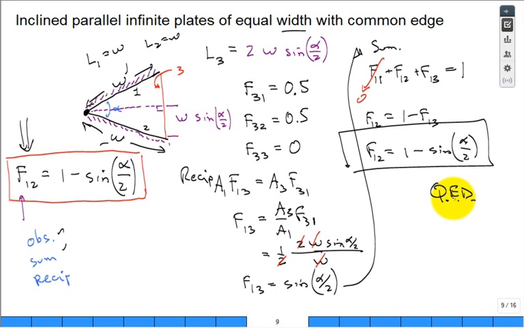Make sense? You ready to press on? All right, let's press on.